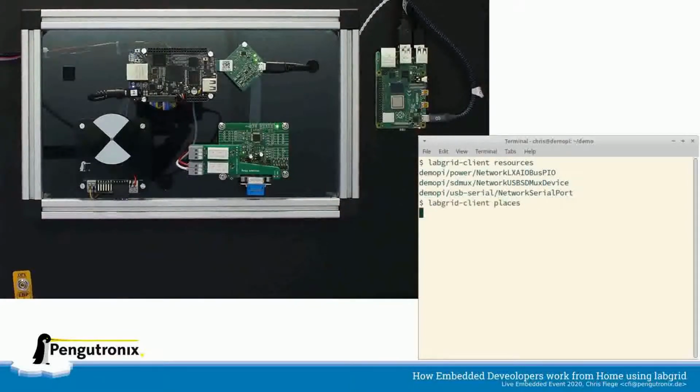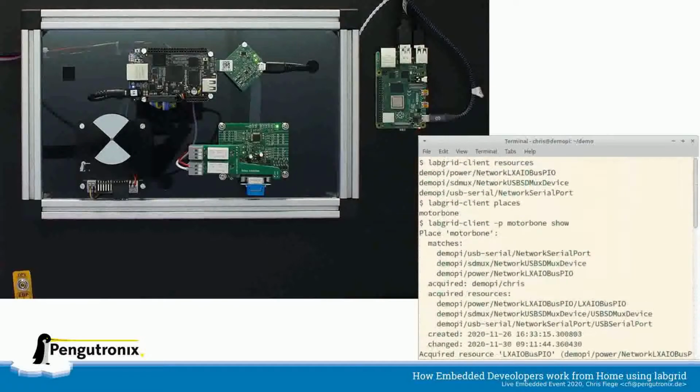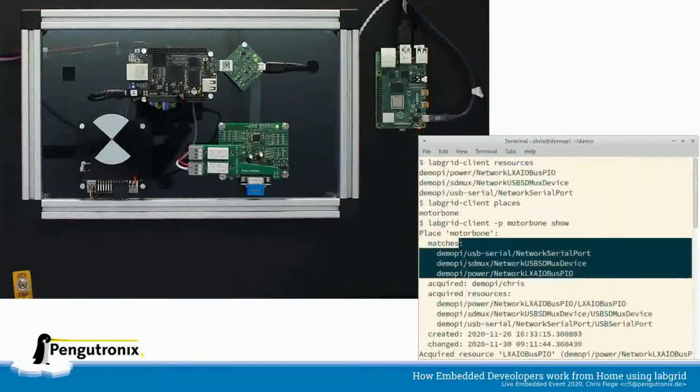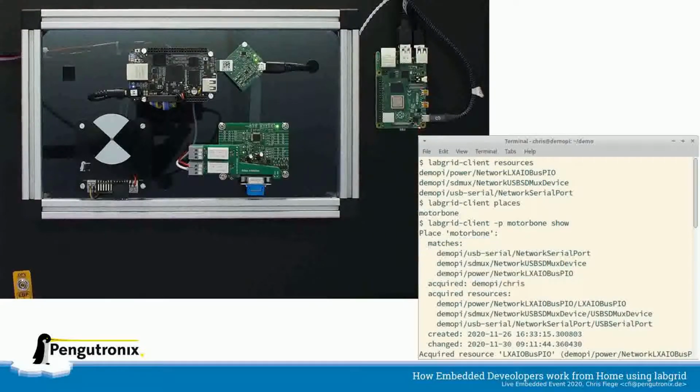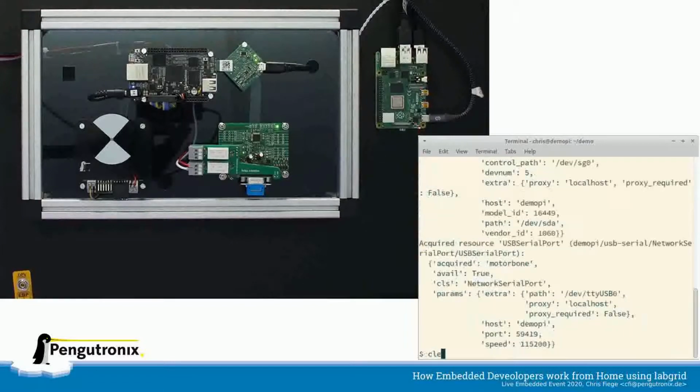I have pre-configured all these resources into one place, and this place is called Motor Bone, well, because BeagleBone Black and Motor. And if I take a look at this place, we will see that all these 3 resources are selected, and this place is currently locked by me, so no one else can use these resources. Let's skip all the other information for now.